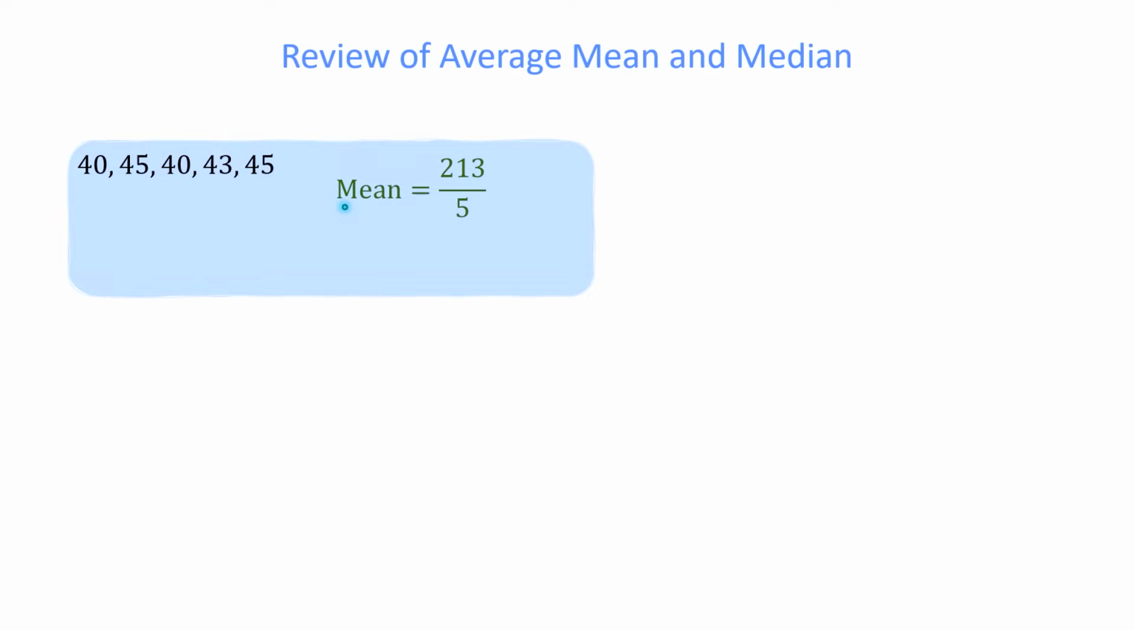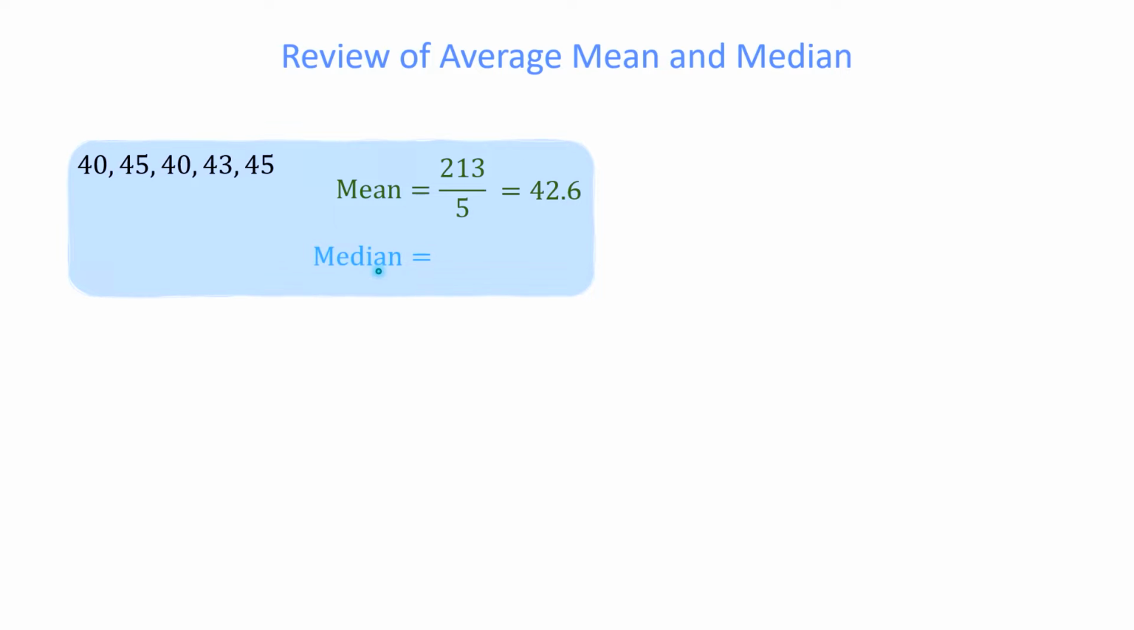Now for the average, the mean, we would add all these values up to give us 213, and then we would divide by how many of these values there are. So we have 5 values, so when we divide by 5, we would get 42.6 for the average mean.